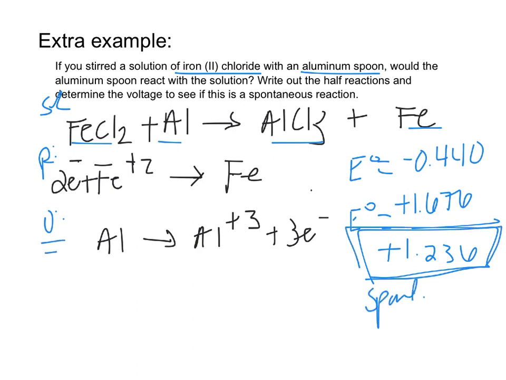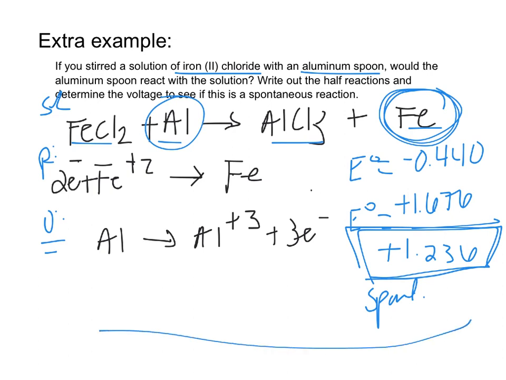reaction. So what that means is that your aluminum spoon is not going to stay aluminum. There's going to be a reaction on the spoon. And so maybe you don't want to use an aluminum spoon. Maybe something like glass or plastic that won't react to the iron 2 chloride. It looks like you would actually form iron on your spoon. So we probably don't want that. But this is how you can use electrochemistry to predict what will happen to your stuff when you mix it in solution.